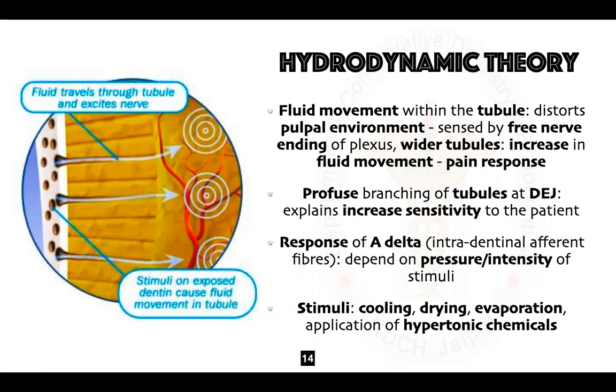So stimuli, you already know, can be anything: cooling, drying, evaporation, application of hypertonic chemicals or acids. As you can see on the diagram on the left, you can actually draw this diagram. The fluid travels through the tubule and excites the nerve which is present inside of it. The stimuli on exposed dentine causes fluid movement in the tubule.